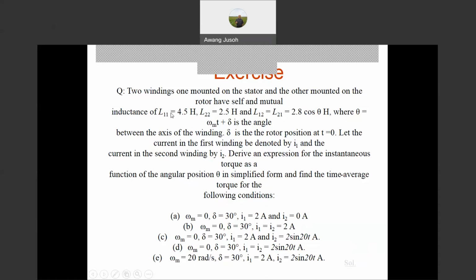So here L11 is constant 4.5, L22 is constant 2.5, but L12 is changing, equal to 2.8 cosine theta. That means in this statement, we know that the torque is delivered by the mutual inductance only, which is the product of I1, I2, times the derivative of L12 over d theta. That's it. So we use the third term to solve this problem. Okay, we go to the solution now.